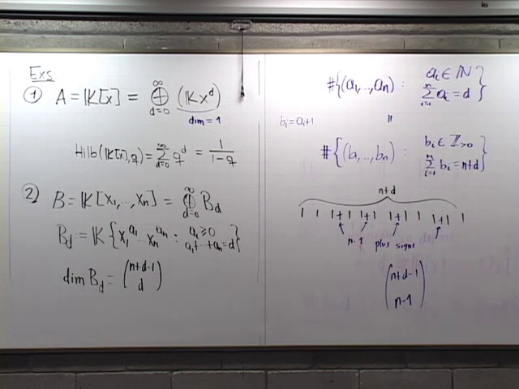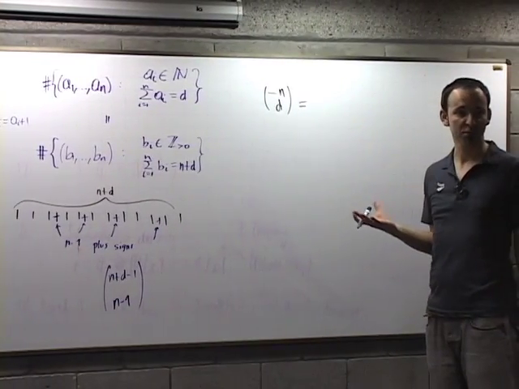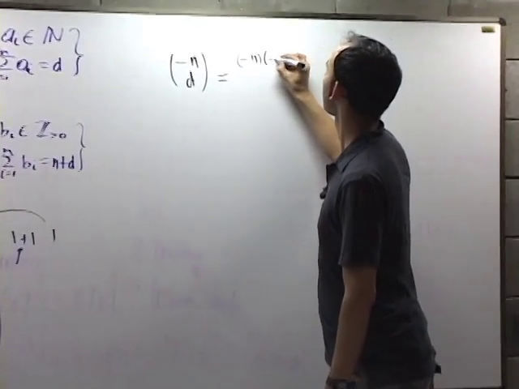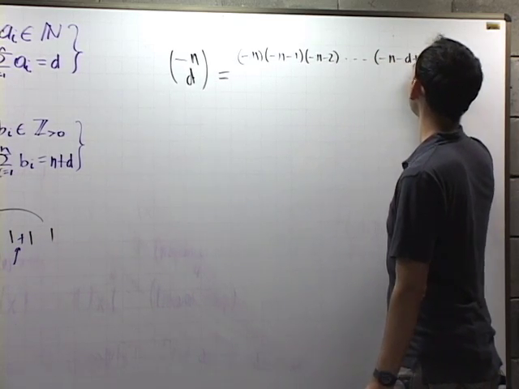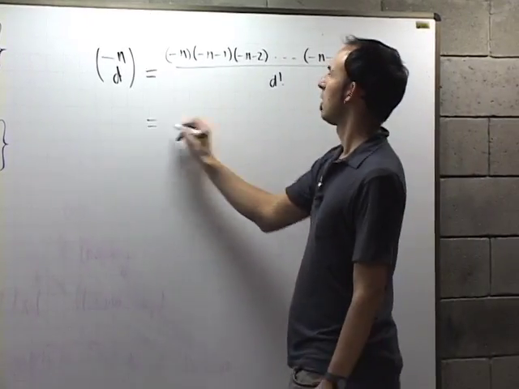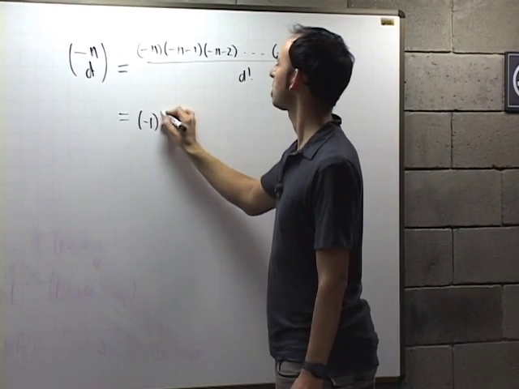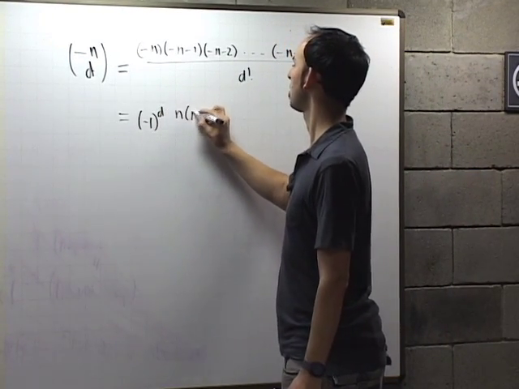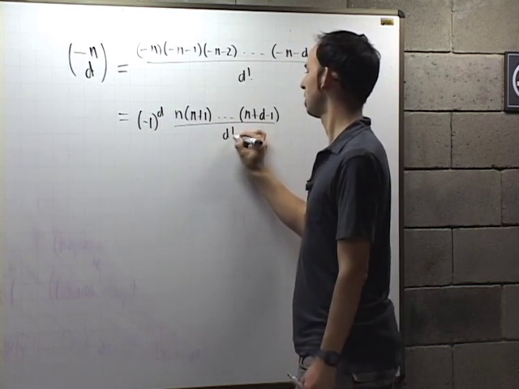Let me be a little bit trickier than this. How much is minus n choose d? Minus n choose d is, well, you know the formula for x choose d. x times x minus 1, x minus 2, up to x minus d plus 1, divided by d factorial, right? Let me take out all the minus signs. There are d terms here, so I get minus 1 to the d times n times n plus 1, up to n plus d minus 1, over d factorial.